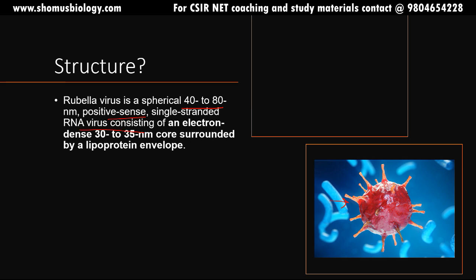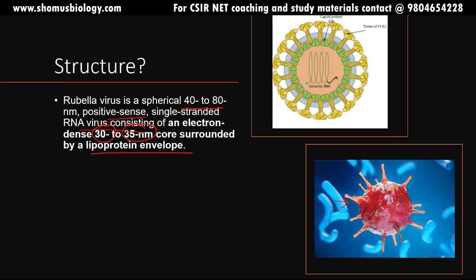In electron micrographs, the dense core is 30 to 35 nanometer, surrounded by a lipoprotein envelope. And the lipoprotein envelope consists of lipid which they got from the person, the cell they infect. From that, they get this lipoprotein envelope structure, and the proteins embed into the membrane, and that's how they get it.